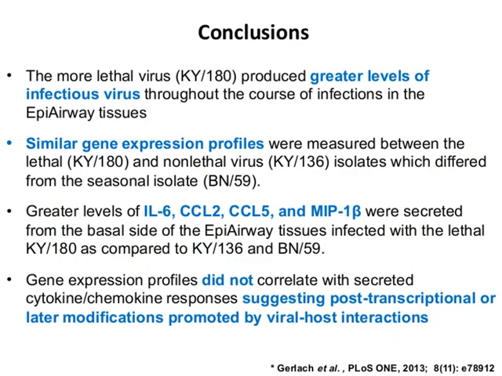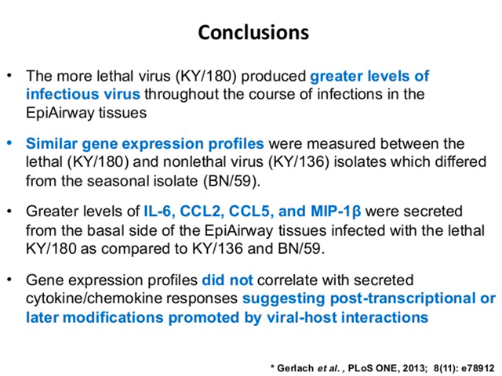Overall, the lethal isolate, Kentucky 180, produced greater levels of infectious virus across the time points. Greater levels of IL-6, CCL2, CCL5, and MIP-1 beta were secreted by Kentucky 180 infected cells, with a greater signal coming from the basal side. However, the gene expression profiles do not correlate with those differences in secreted cytokines and chemokines.